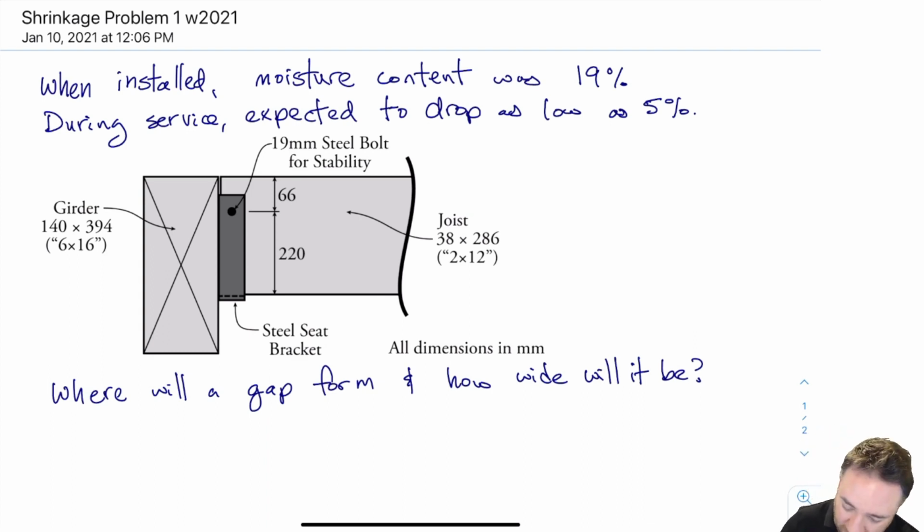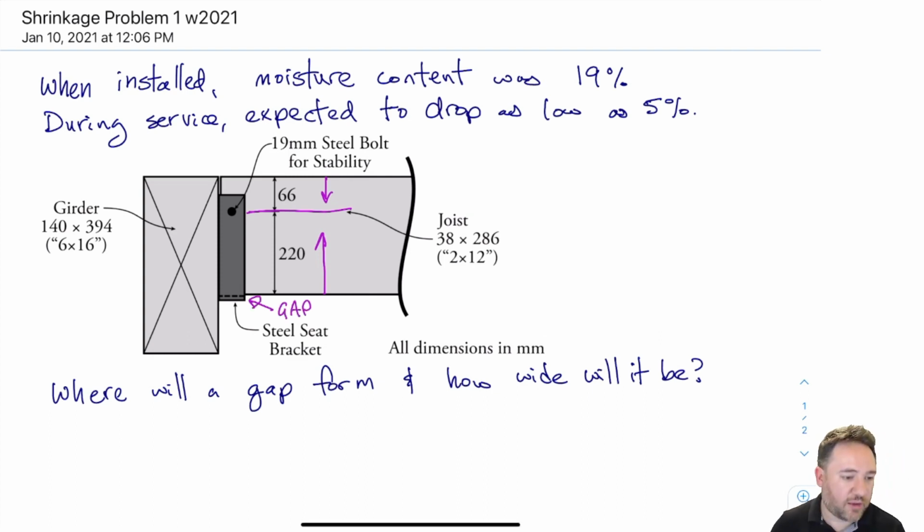And we know from the previous video that what's going to happen is this is where my joist is restrained, and this is going to shrink upwards from here, and it's going to shrink downwards towards here. Because that's the level at which the joist is restrained, so it's going to shrink towards the restraint. So basically, the gap is going to form right here, right? And we want to know how much of a gap we're going to get. So it's pretty easy to calculate.